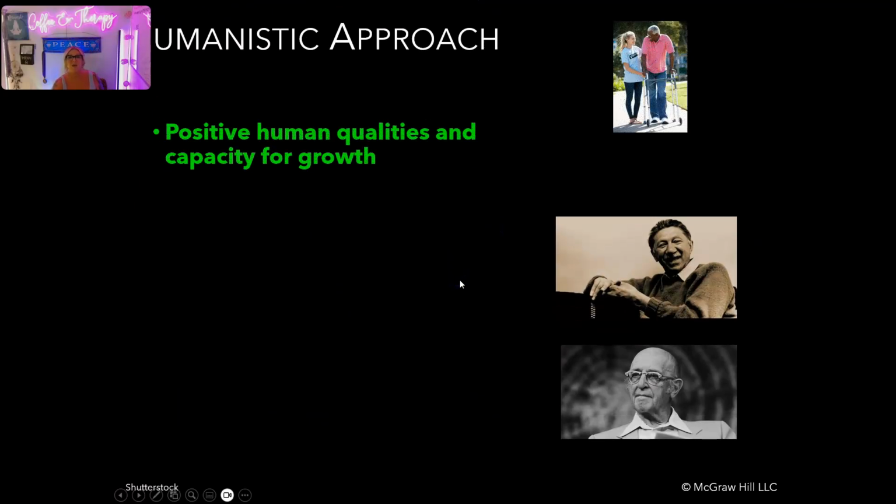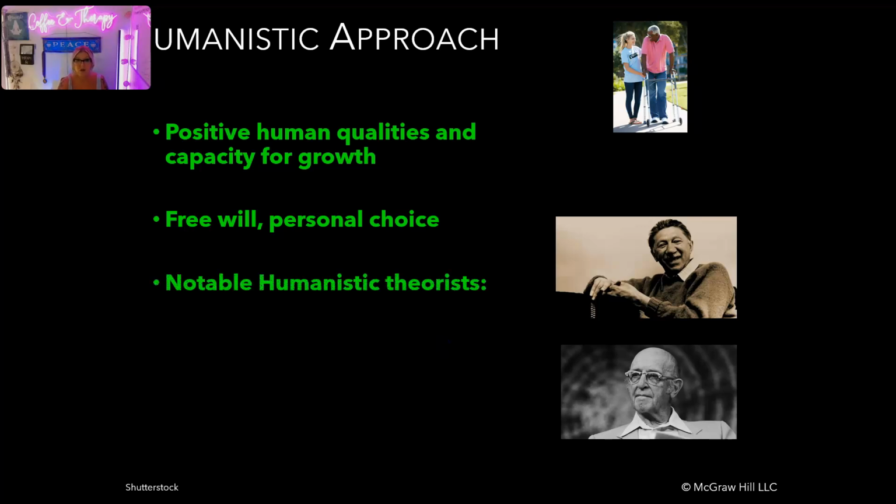All right, moving on to the humanistic approach. Two more very notable key figures here. We've got Abraham Maslow and we have Carl Rogers, who is considered the most beloved psychologist to ever live. All right, so with a humanistic approach, they are looking at positive human qualities and the capacity for growth. Very opposite of Freud's approach. So in this approach, we're looking at everybody has their own free will and personal choice. Notable theorists right here again, Abraham Maslow and Carl Rogers.